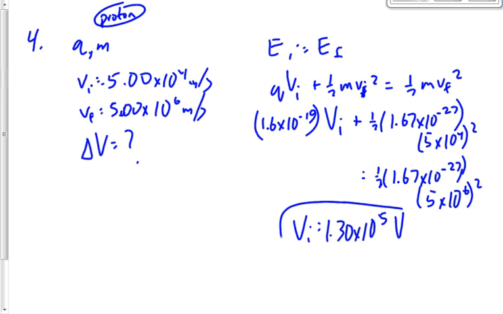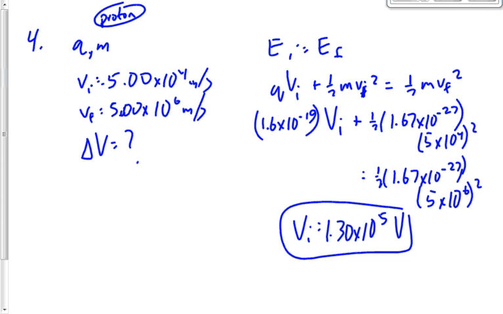So the initial potential is 1.30 times 10 to the 5. The final potential, well, if we define it as 0, then that initial potential would be the potential difference. What if we had to define our final potential as 1 times 10 to the 5? If, for whatever reason, we had to define our final potential as 1 times 10 to the 5, could we have done that? Sure we could have. We could have defined it as whatever we wanted. Probably wouldn't make sense to do that, but we could have.